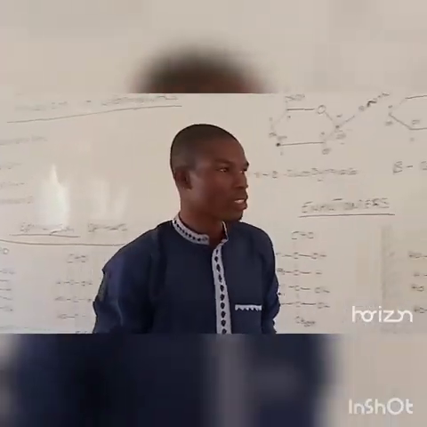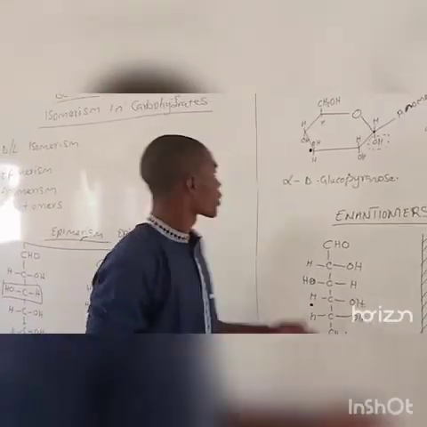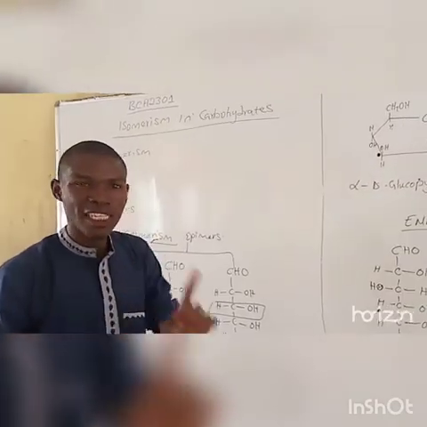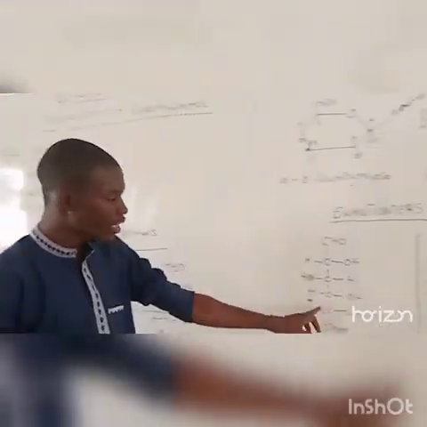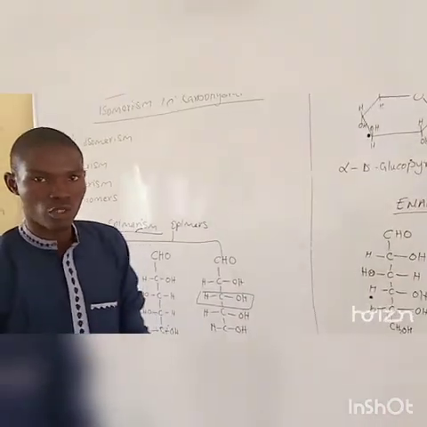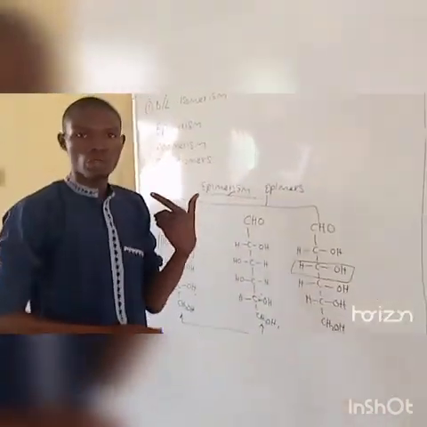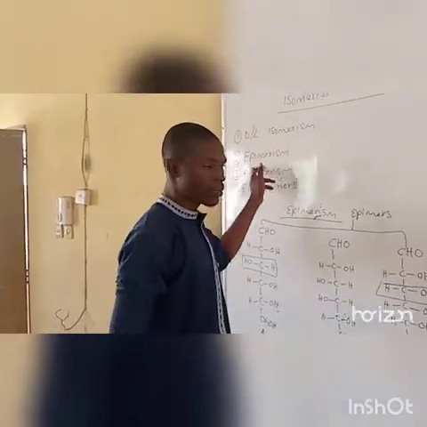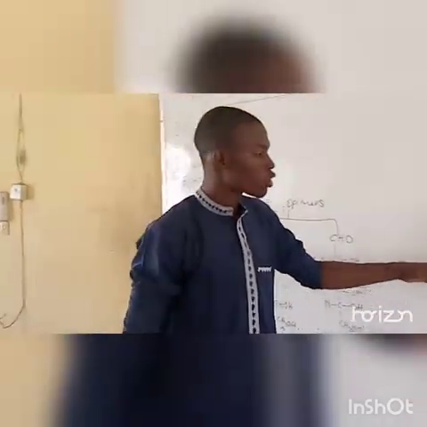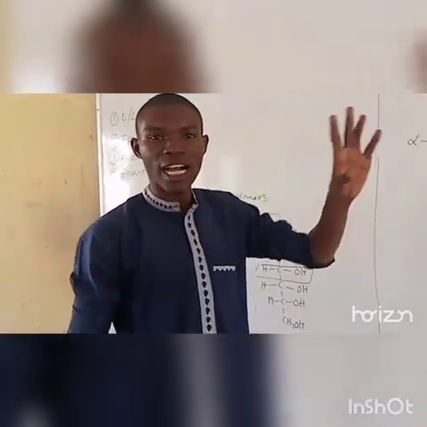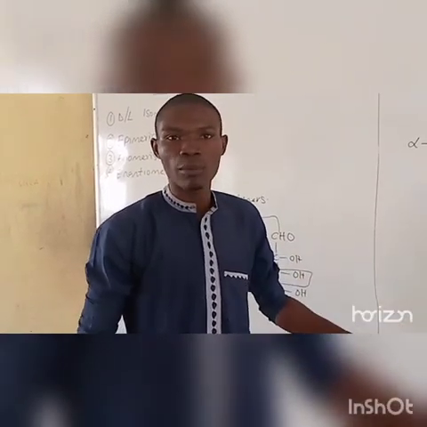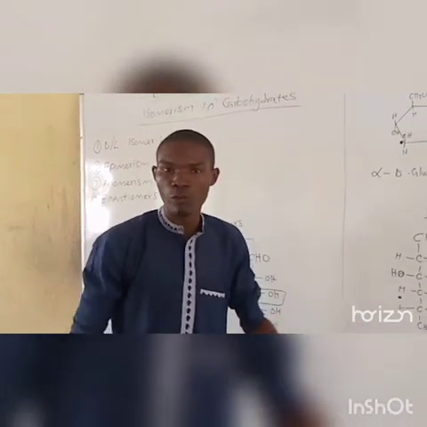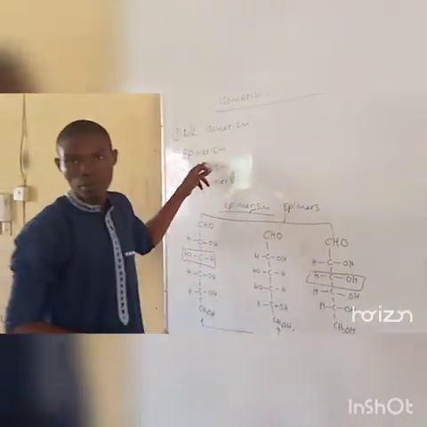Now we need to look at the overview. We say D and L isomerism, the rotation is only at the penultimate carbon. When it is rotated right, it is called a D isomer. When it is rotated left, it is an L isomer. Epimerism occurs when there is rotation in any of the chiral carbons except the penultimate carbon. Every other place where there is rotation of OH, it is called an epimer.